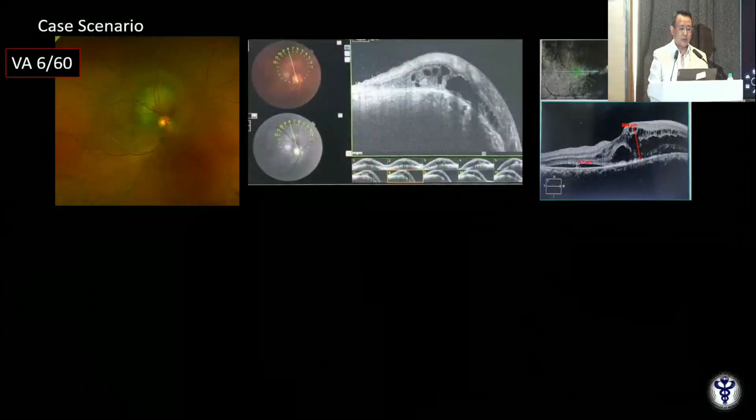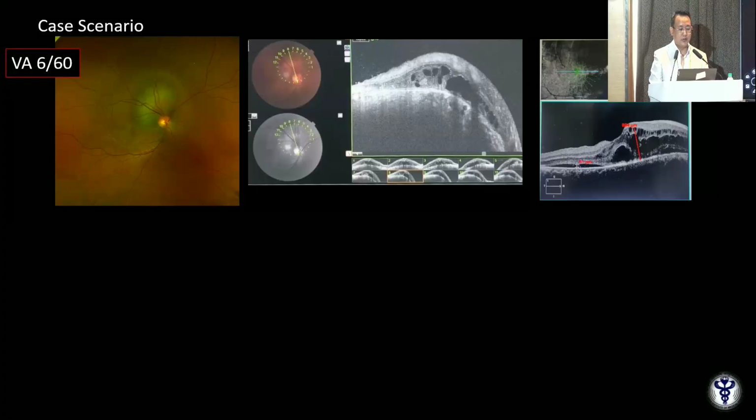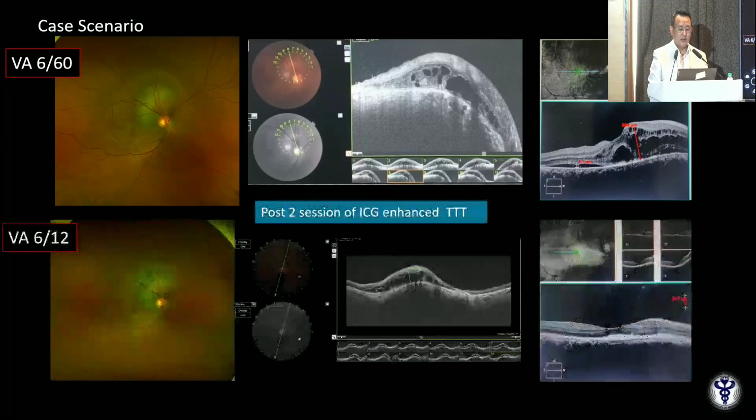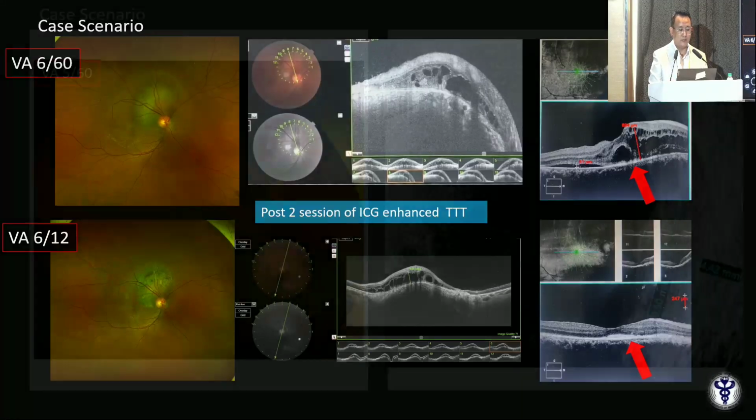Next is a juxtapapillary lesion. Choroidal lesion is here again, hemangioma, with vision 6/60. On OCT, you can see a subretinal fluid with detachment. And this is the post-2 sessions of ICG enhanced TTT. The vision has improved to 6/12, and you can see on this OCT after 2 sessions the fluid has drastically reduced, the macular edema has reduced, and the vision has also improved.